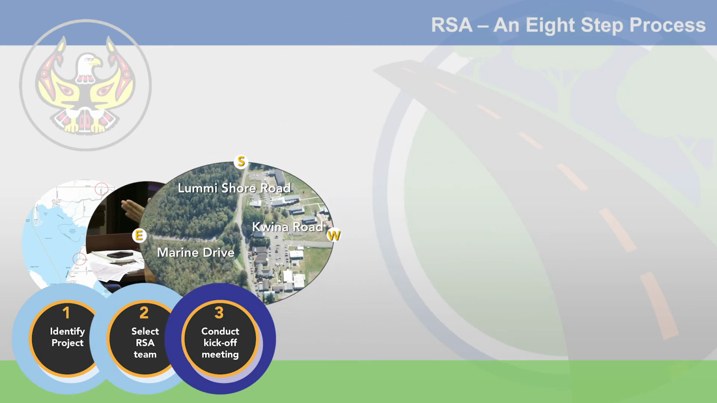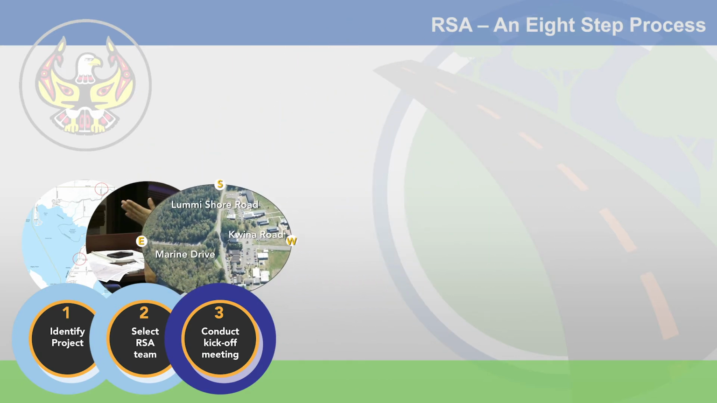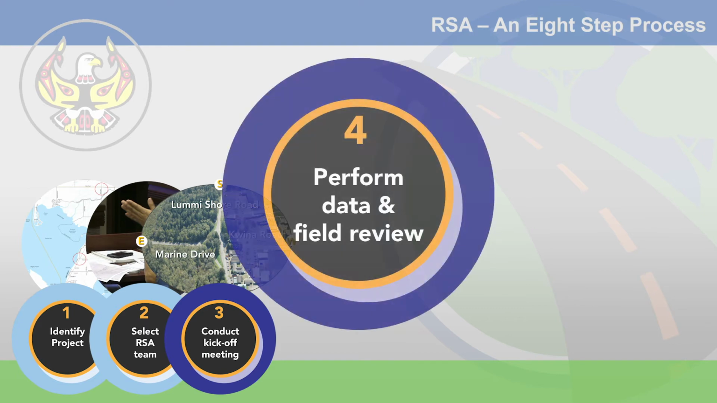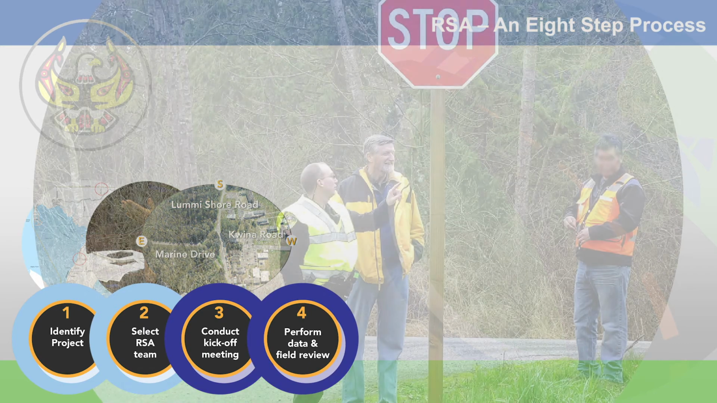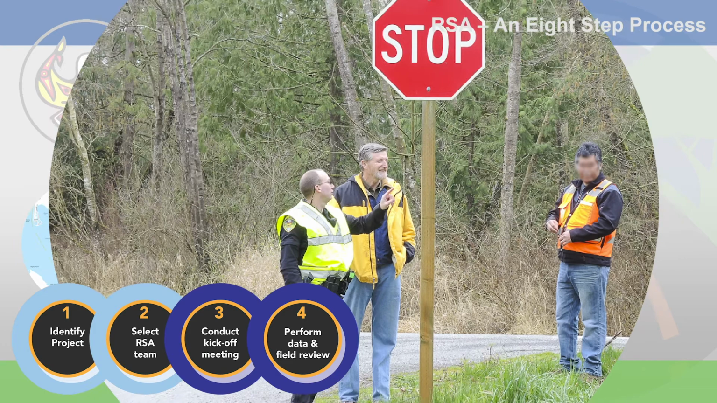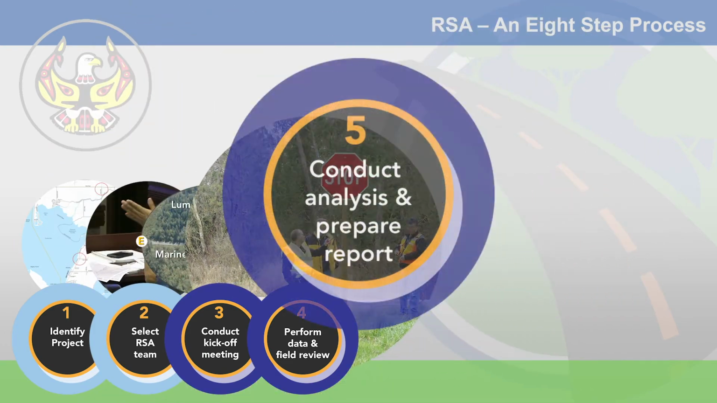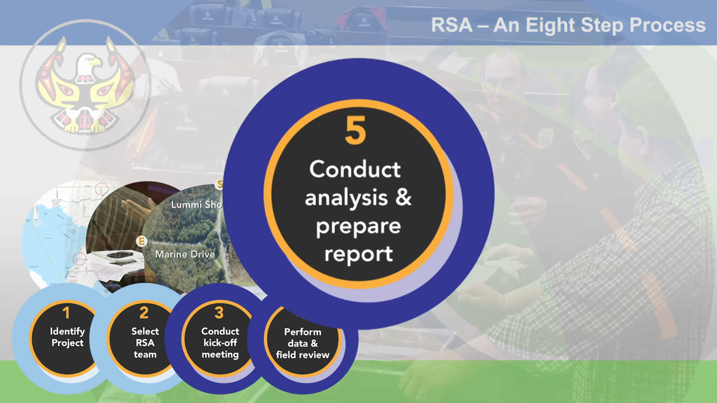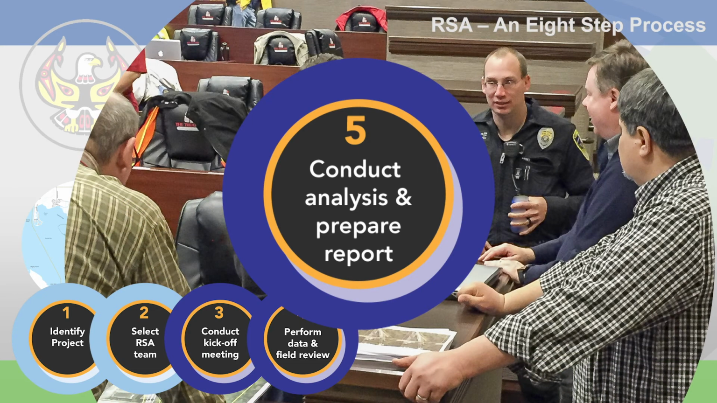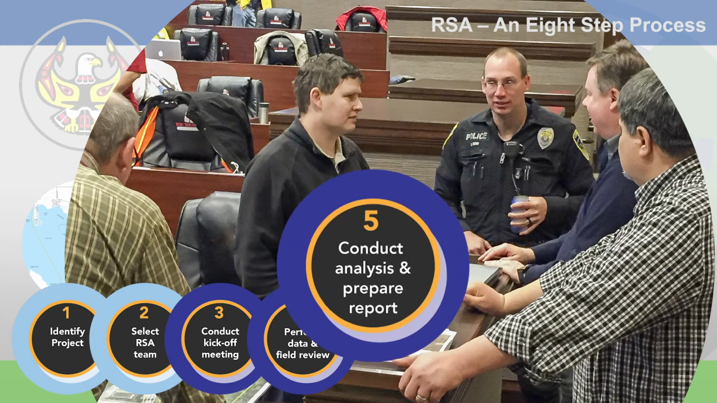The rest of the process involves performing a review of both the information we have that we can sit down in an office type setting and look at, the data, and also going out in the field and looking at the locations. We'll save as much of our discussion as we can and come back to the office and take those observations that we have, take that data that we have, and put together an actual report.